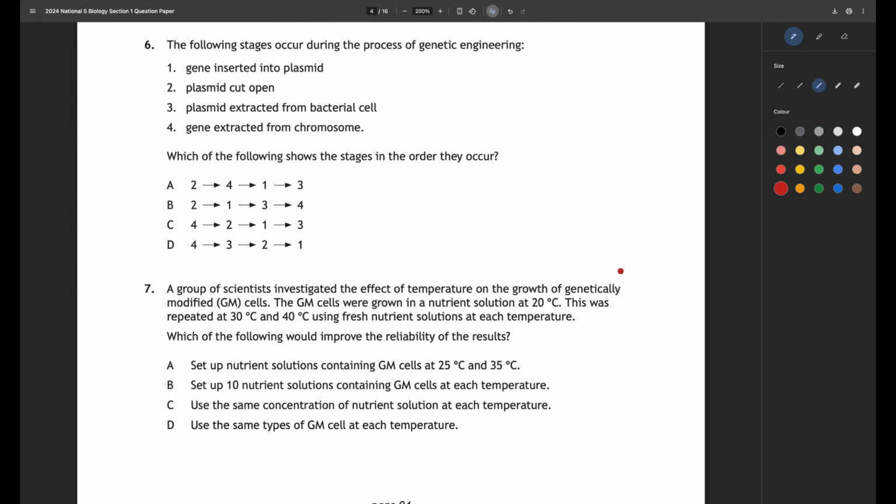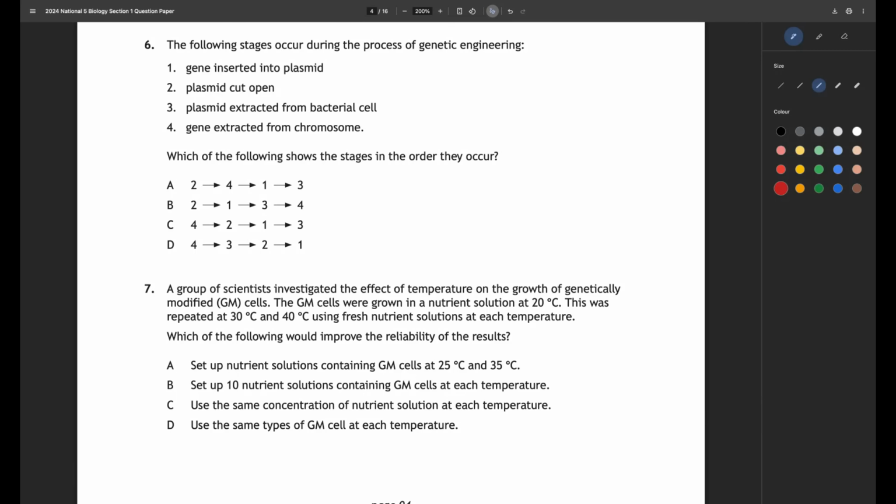6, the following stages occur during the process of genetic engineering. We have to put them into the correct order. So if we look at the 4 options: gene inserted into plasmid, plasmid cut open, plasmid extracted from bacterial cell, and gene extracted from chromosome. So we know that the first thing we have to do is we need to locate the gene on the source chromosome. That's not one of the options. Next thing we do is we extract that gene from the chromosome. So that's going to be number 4 there, isn't it? Which is going to come first.